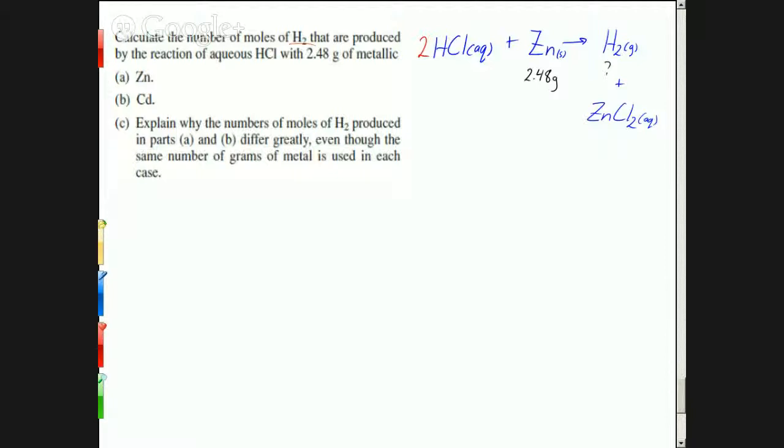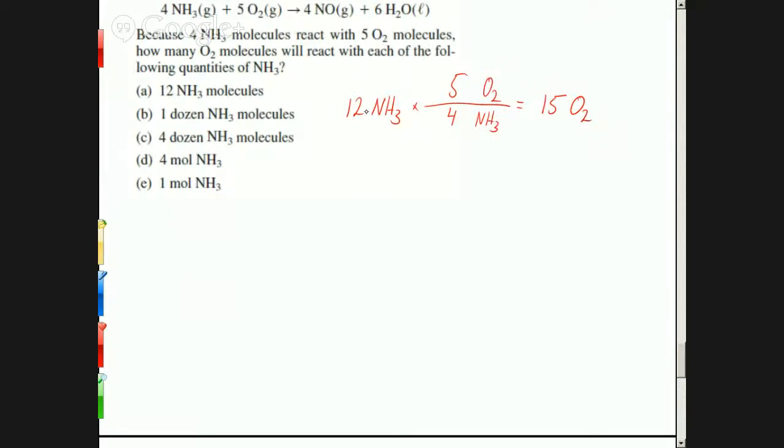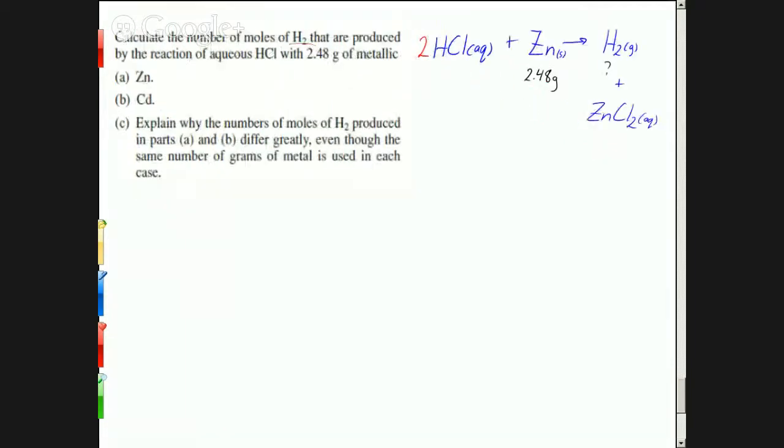Well, to figure that out, we can't do what we just did before because we don't have a counting unit of zinc yet. We only have a measurement unit in grams. So we have to convert that grams to moles, and then we can do what we did before to find the moles of hydrogen. So how do we convert 2.48 grams of zinc into moles?